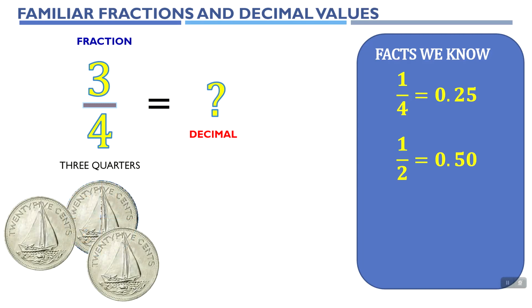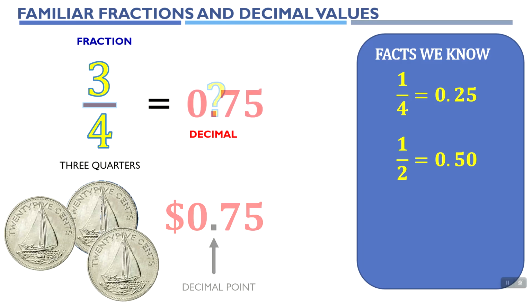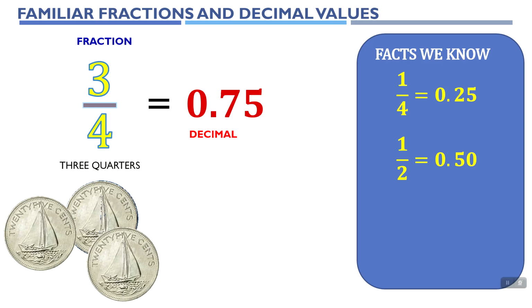And again, if we look at money, and we have 3 25-cent pieces, or 3/4 in money, we know that that is 75 cents. And sometimes we see it written as 0.75 with a dollar sign in front. The decimal point is in the middle, and so 3/4 must represent 0.75. Again, we will put that under the facts we know. 3 over 4, or 3/4, is equal to 0.75.